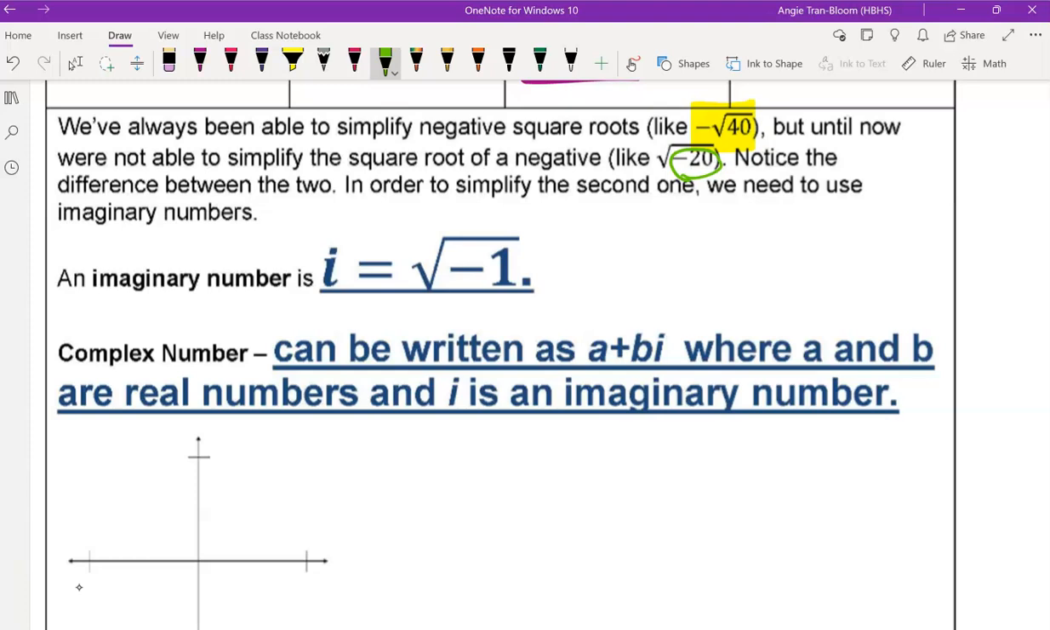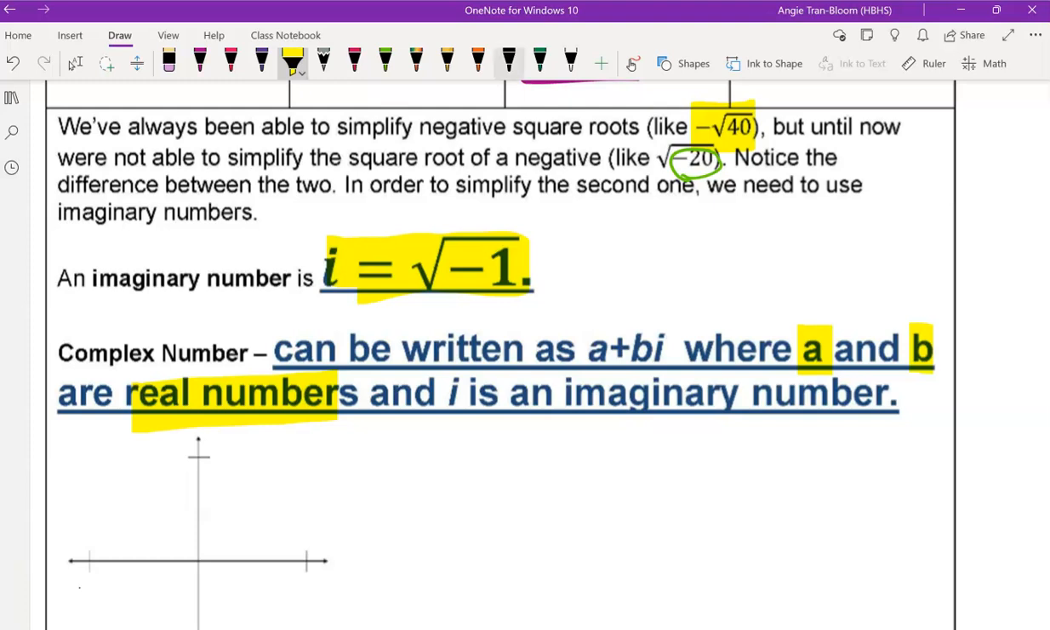So our definition of imaginary number is i equals square root of a negative 1. We have to know this. Definition of a complex number: a complex number is a mixture between a real number and an imaginary number. A complex number can be written as a plus bi, where a and b are real numbers, and i is your imaginary number.